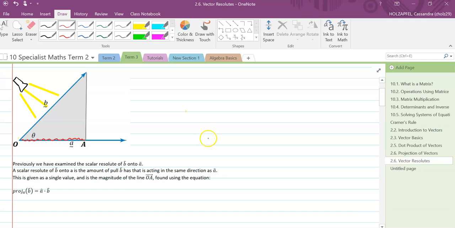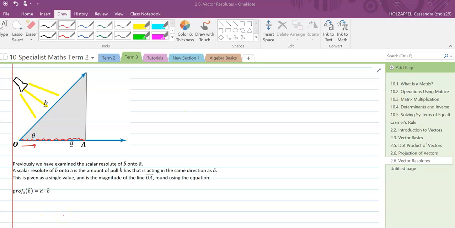So this is given as a single value and is the magnitude of the line OA. And we found this previously using this equation where the projection of B onto A, so in other words, the shadow caused by B on A, is given by the unit vector for A, which is acting in this direction, multiplied by our vector B.